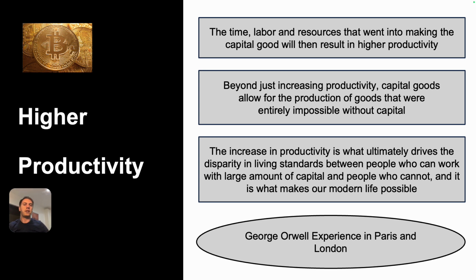The increase in productivity is what ultimately drives the disparity in living standards between people who can work with a large amount of capital and people who cannot. And it is what makes our modern life possible. The surest and most important way of increasing human quality of life is through the accumulation of capital goods, because they serve work productivity. There is no guarantee that investing in capital will result in increasing productivity, and that is the risk inherent in the process of capital accumulation.